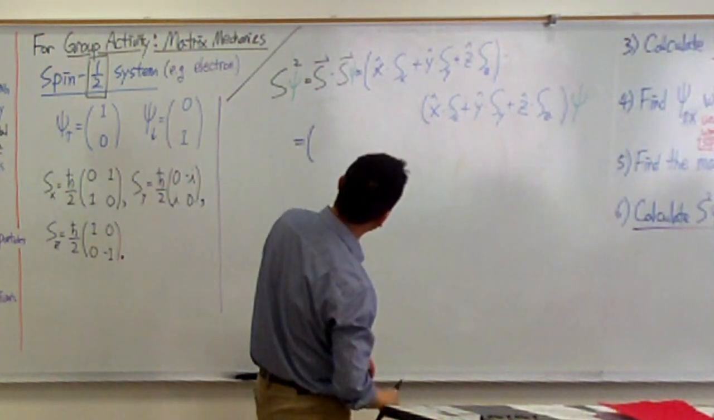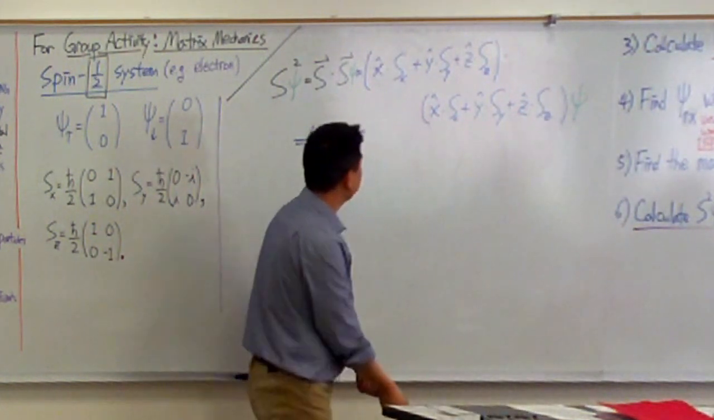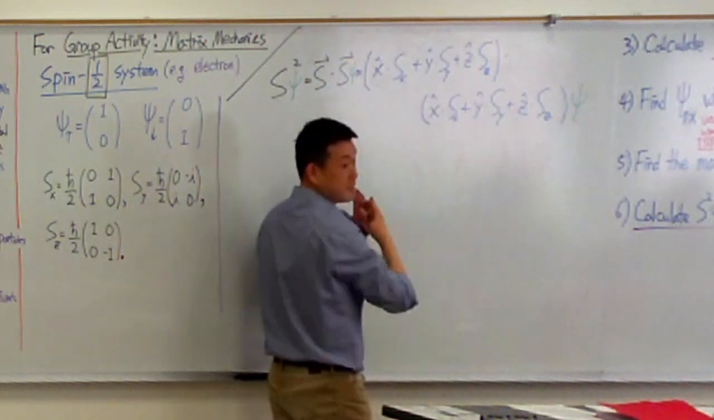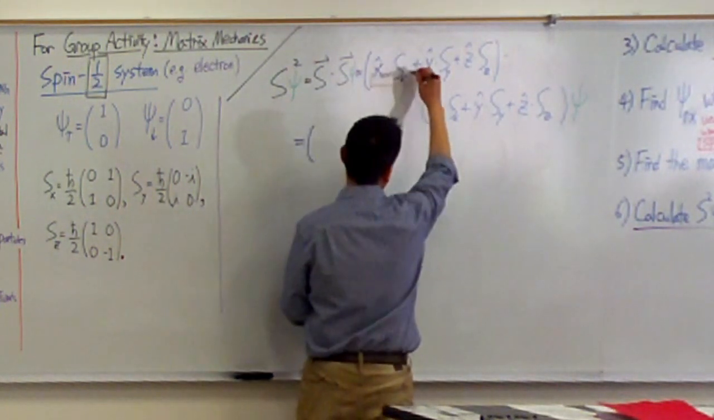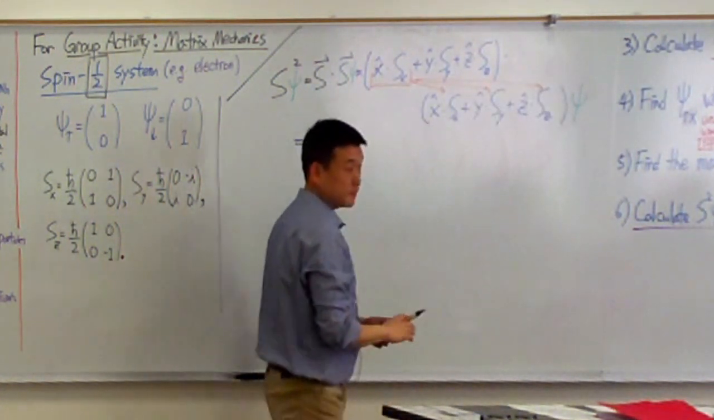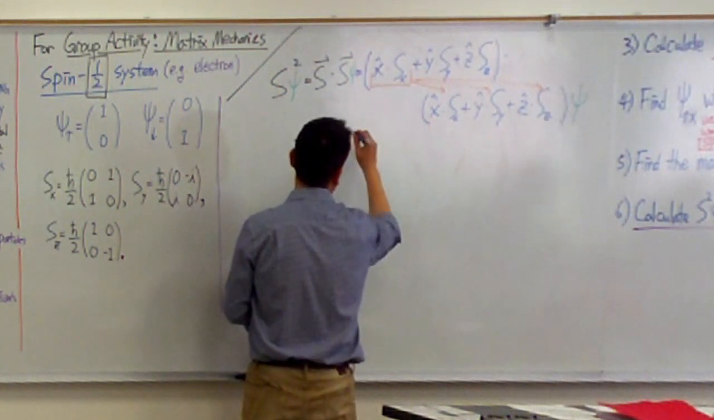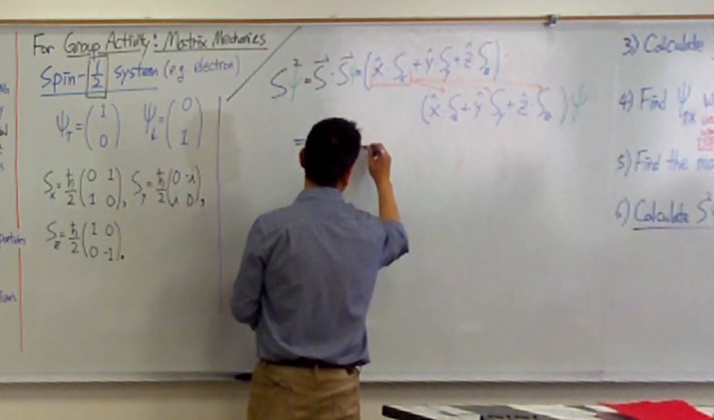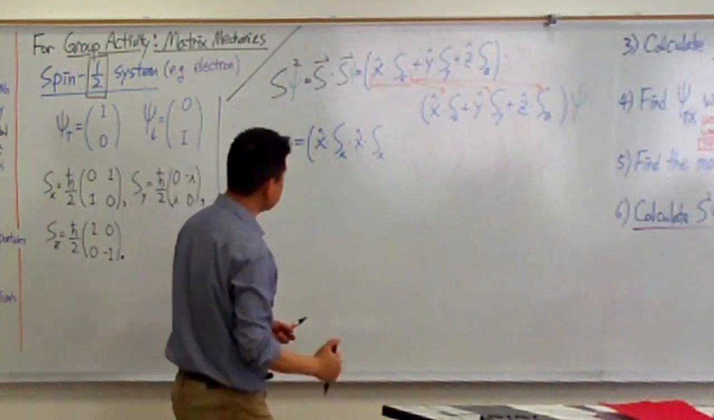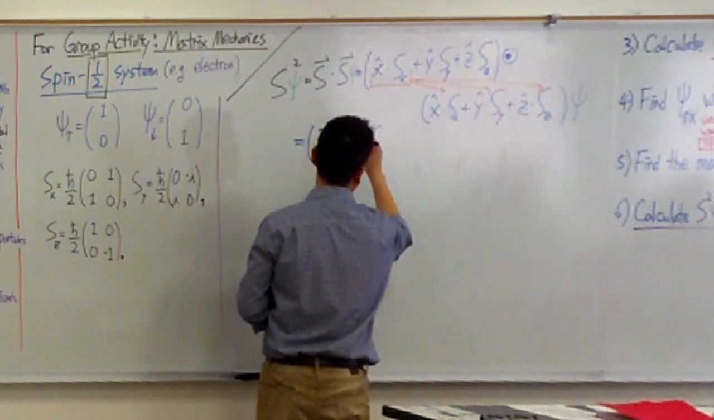I don't want to write out the whole thing, so let me just highlight this. When I distribute this product, when I expand out this multiplication, I have this thing multiplying each of these. Let me write down the first one: I have x hat dot sx times x hat times sx. The key thing that's important here is this dot product.